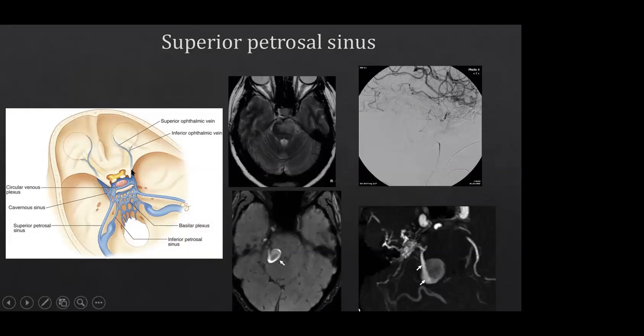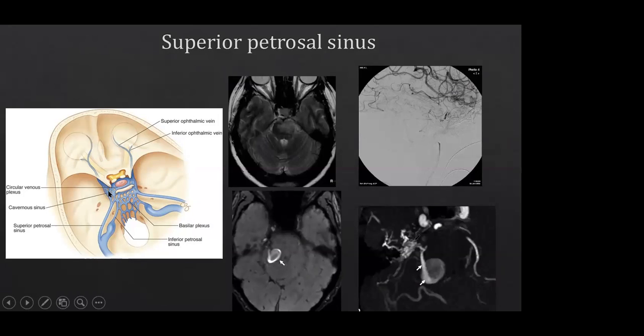Let's look at the petrosal sinuses. As the name suggests, these are on the petrosal bone. So there is a superior petrosal sinus, which you can see over here, and it's along the superior ridge of the petrous bone. And then there is the inferior petrosal sinus, which is usually the dominant one, which is along the inferior aspect of the petrous bone.